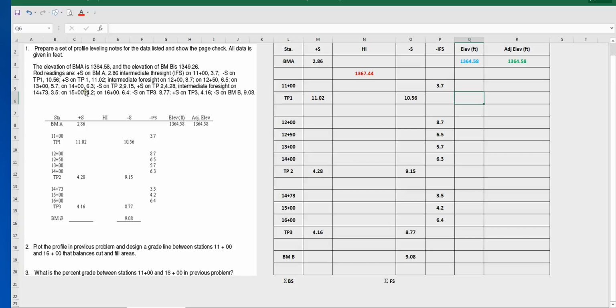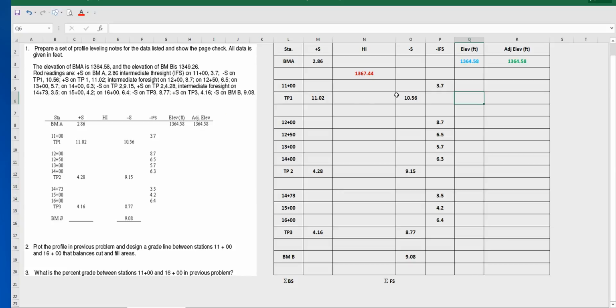Now, we'll have a minus foresight on turning point 2 of 9.15 and a backsight, or a plus sight, on turning point 2 of 4.28. Now the intermediate foresights on stations 15 plus 00 and 16 plus 00 are 3.5, 4.2, and 6.4 respectively. We have a foresight, a minus sight, on turning point 3 of 8.77 and a backsight on turning point 3 of 4.6. The last, true foresight to benchmark B is 9.08.